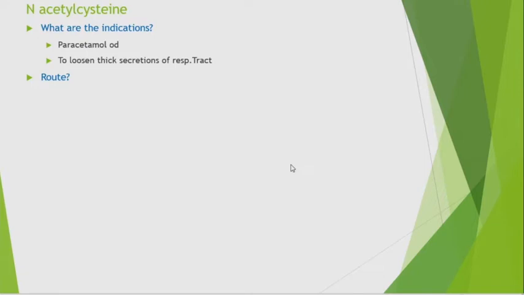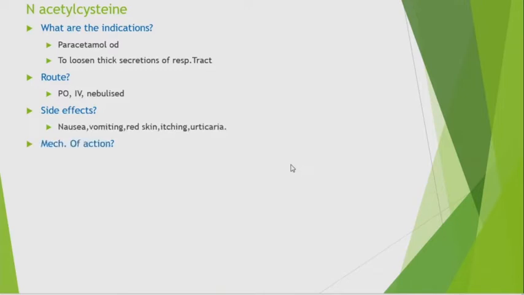Sir, it is given as a bolus, then infusion, and they can give it as nebulization also, sir. And orally also you can give, no? Also we can give Pulmoclear tablet, which has N-acetylcysteine. That's right. Side effects: people don't tolerate it when given orally. Nausea, vomiting is very common. Sometimes rashes, itching, urticaria.